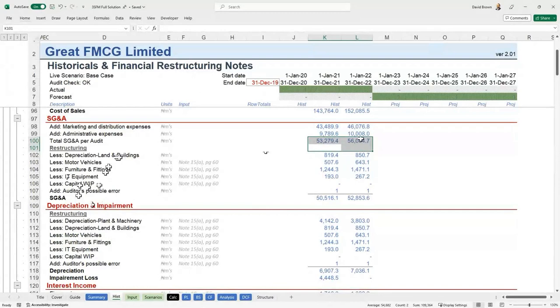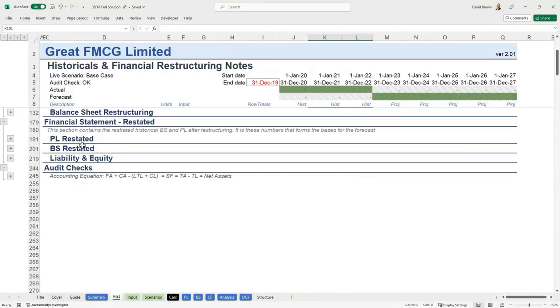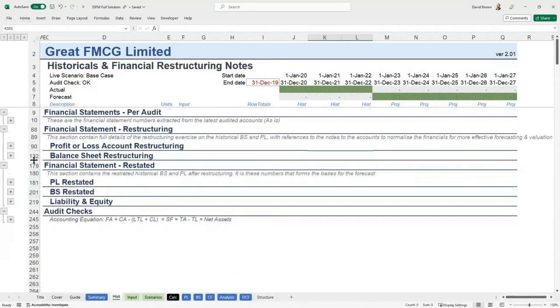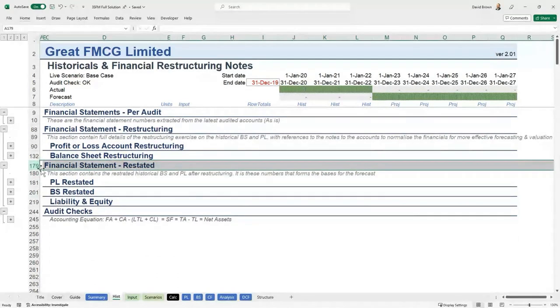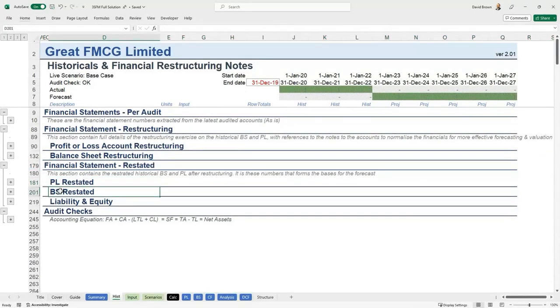Those are the things you do when you're restructuring your financials, so that at the end of the day, when you get your final financials, they will be restated or restructured, restated in modeling terms, not accounting terms. So you have profit or loss restated, balance sheet restated, and then, of course, it's important to put in your audit checks to be sure everything is right. This is modeling, this sheet here. Every other thing becomes easy when you restructure properly.